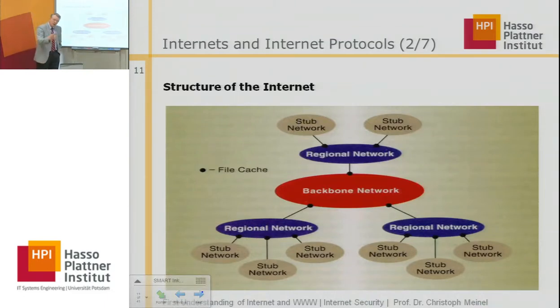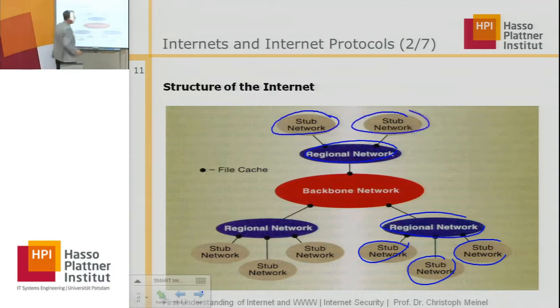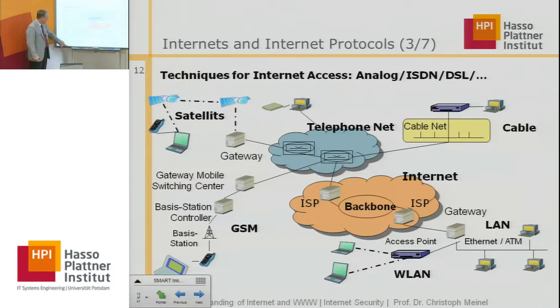Let's have a short look, only a graphical look, at the structure of the internet. What we have are the regional networks. And the regional networks are interconnections of so-called stub networks, of networks in a company, of networks at home, of companies, in a university. And all these networks that are in a region are interconnected by an internet provider. And then we have another region connecting other computer networks to each other. And then there is a backbone network that helps these regional networks, even if they are in different parts of the world, to exchange messages.